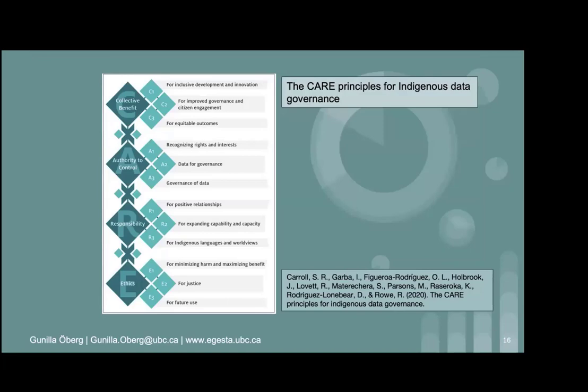As I mentioned, very little of the data that is collected today is useful for Indigenous peoples to actually be able to guide their self-determination, their sovereignty. And who governs the data. So data for governance and the governance of the data, both of those. Responsibility for positive relationships, for expanding capability and capacity, and for Indigenous languages and values. And finally, E, ethics, for minimizing harm, maximizing benefit, for justice and future use.